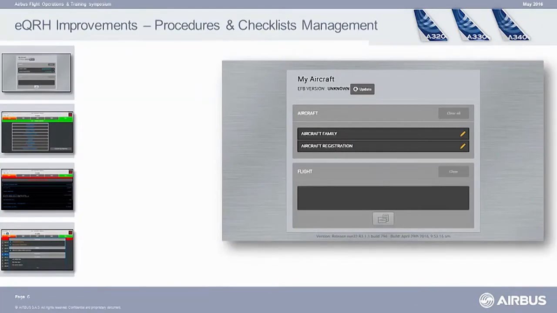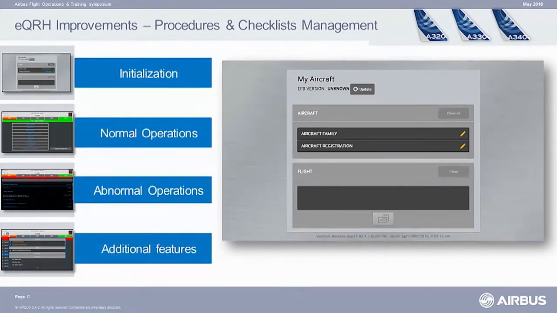So for the electronic QRH application, I propose to you to go through a demonstration in which I will present to you the main functions of the electronic QRH, and I will try to demonstrate to you how this application will efficiently replace the paper QRH. So I will go through the initialization of the application, then the EQRH use for normal operations, next the EQRH use to manage abnormal situations, and finally I will present some additional features that will ease your flight operations.